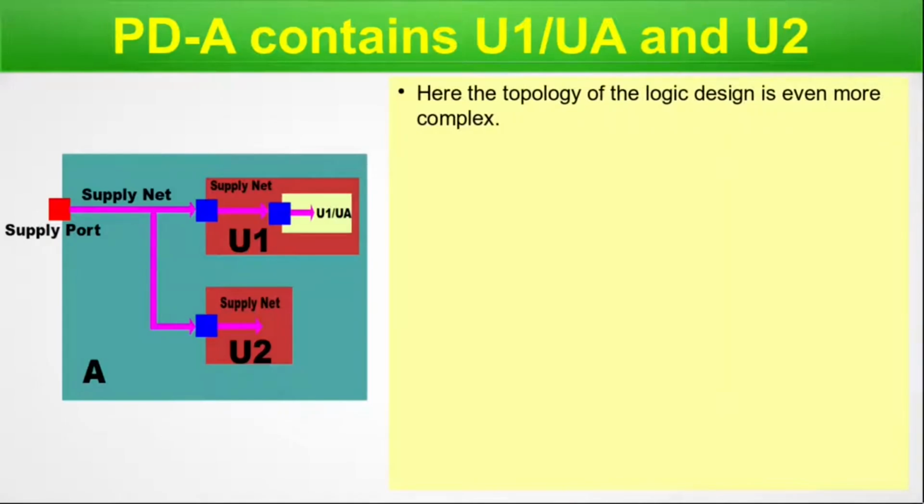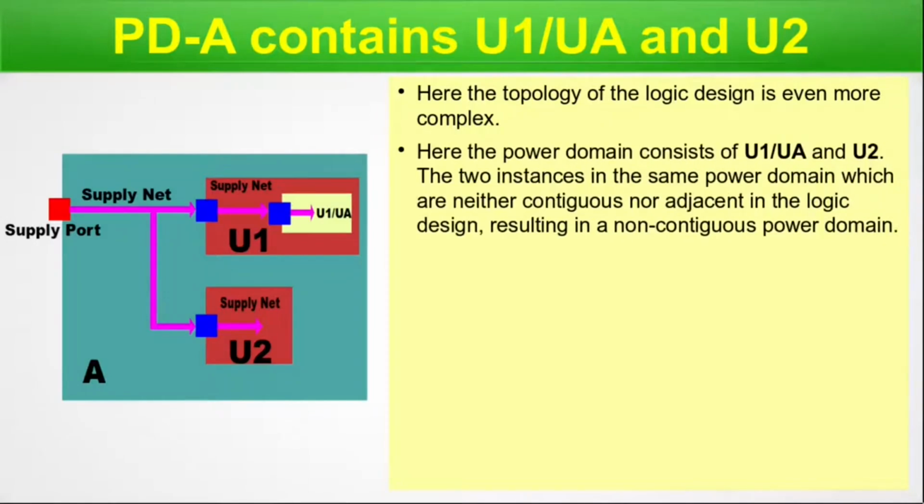Here the topology of the logic design is even more complex than before. Here the power domain consists of U1/UA and U2, the two instances in the same power domain which are neither contiguous nor adjacent in the logic design, resulting in a non-contiguous power domain. So contiguous is a terminology. I have explained what it means, and this kind of topology in a power domain is called a non-contiguous power domain. These are new concepts, so you have to learn them, and that's why the picture is there for your clear understanding.